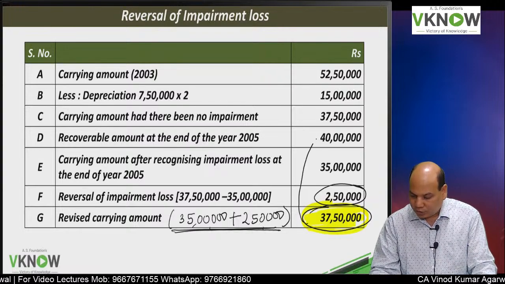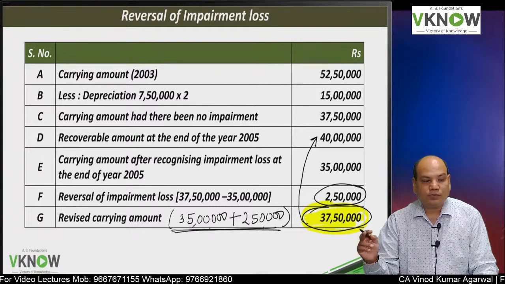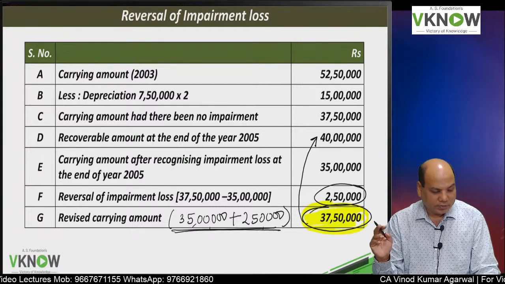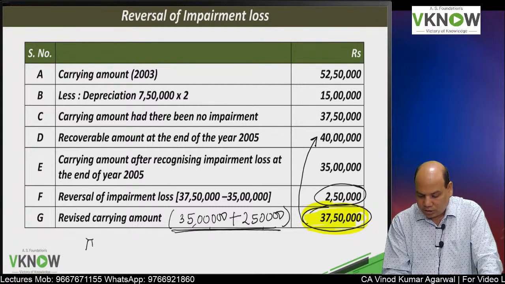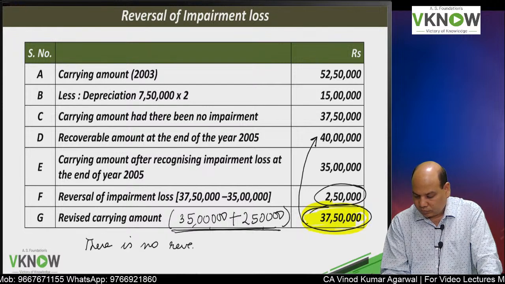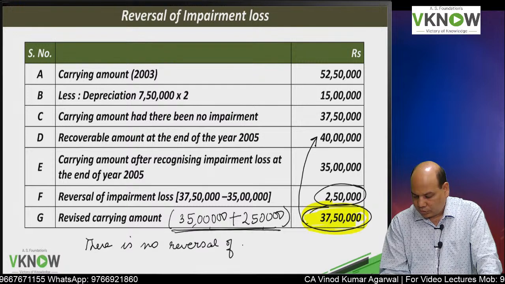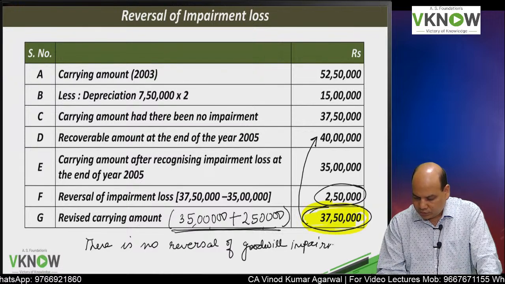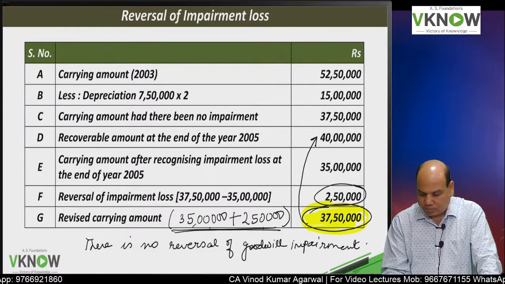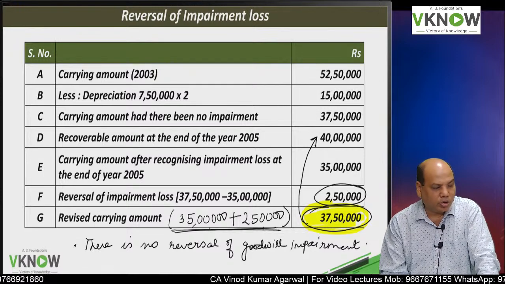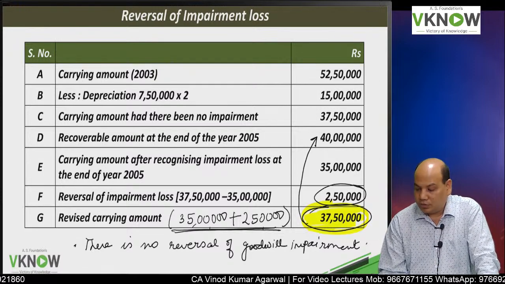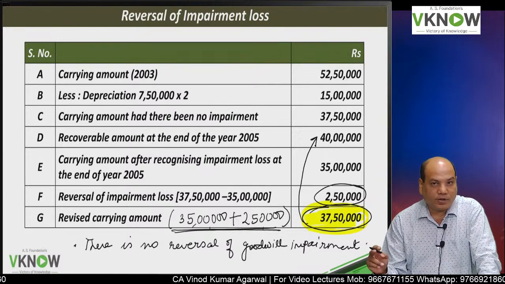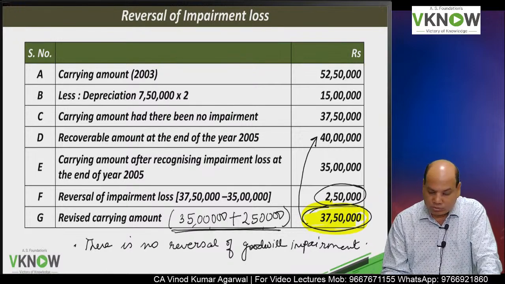If you want to revalue upward, you will have to go to Accounting Standard 10. Write down: there is no reversal of goodwill impairment, because 5 years are already over. Therefore the goodwill carrying amount after 5 years would have been 0.